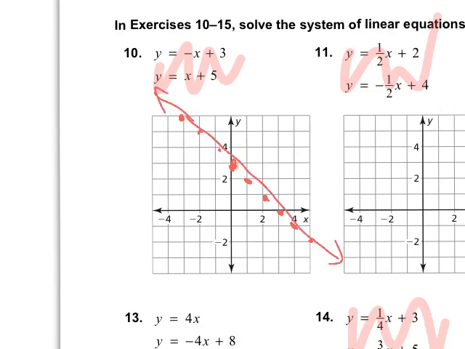Okay, so there's line 1. Line 2 has a y-intercept of 5 and a slope of positive 1, so I'm going up 1, left 1. And it looks like I can see that they meet right here. Right, so I am interested in the point where they cross. So what is that ordered pair? That is left 1, up 4. So -1, comma 4.